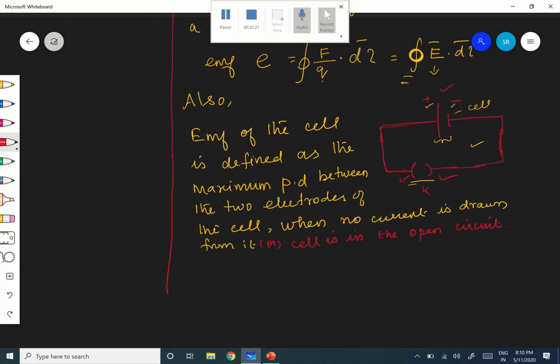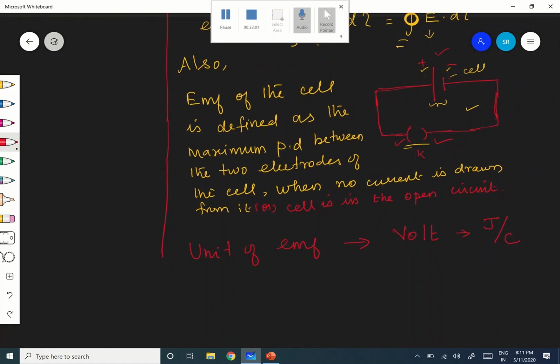Now, next one. What is the unit of EMF? After all, it is a potential difference, no? Therefore, the unit is volt. Or, it is nothing but the work done in moving a unit charge. Therefore, joule per coulomb, or it is volt. Are you following? So this is the unit of EMF. That is why I told you EMF is not a force. It is a special case of potential difference.